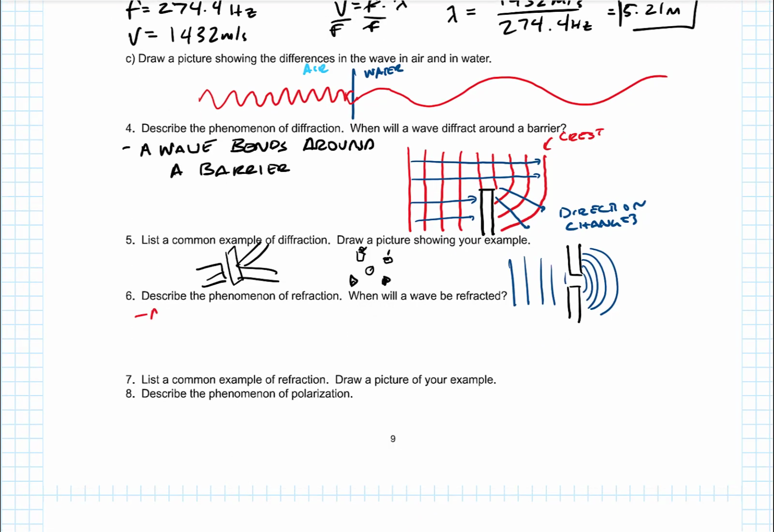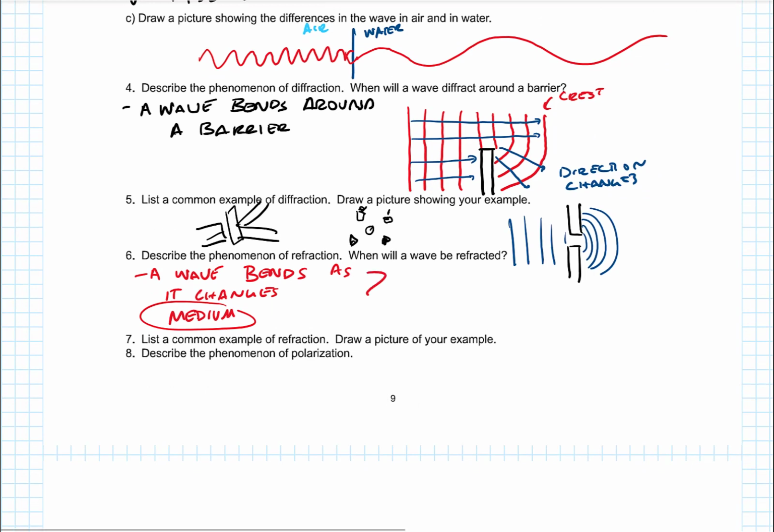Refraction. A wave bends as it changes medium. And so we get refraction only when we have a change in medium. This bend is because the speed changes.